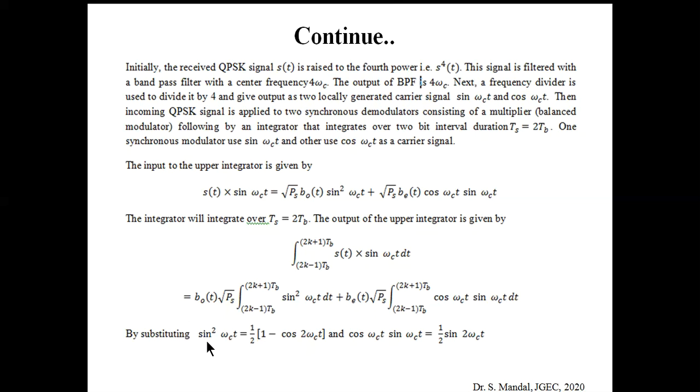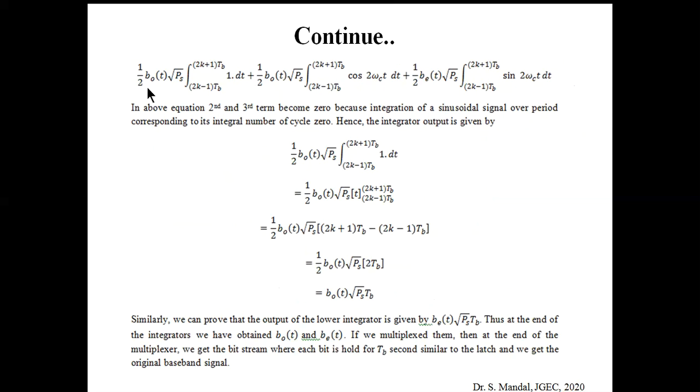We already know that sin squared omega ct is nothing but half into 1 minus cos 2 omega ct, and cos omega ct sin omega ct is nothing but half into sin 2 omega ct. If we substitute these two into the above equation, we get this type of equation: half root Ps integration 1 dt, and half root Ps integration cos 2 omega ct dt, and half root Ps integration sin 2 omega ct dt.